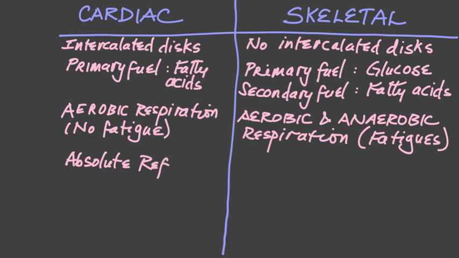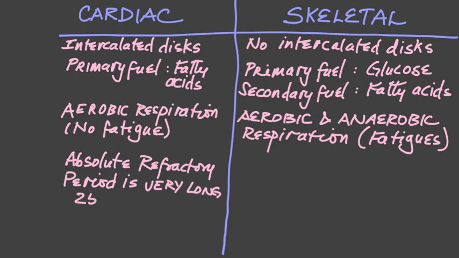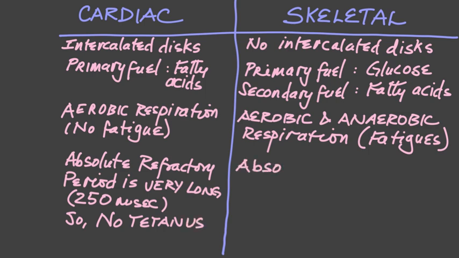The cardiac muscle also cannot afford to go into tetanus. It cannot cramp. The reason is that it has a very long absolute refractory period, which is about 250 milliseconds. This allows the heart muscle to contract and relax. It has enough time to contract and complete its relaxation before a new contraction begins, so there is no tetanus.